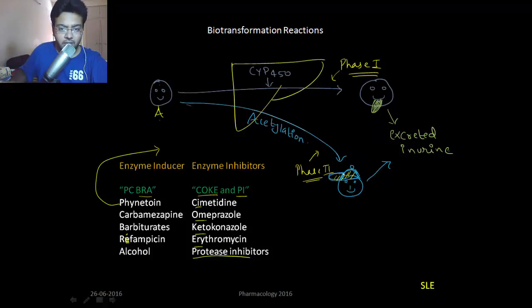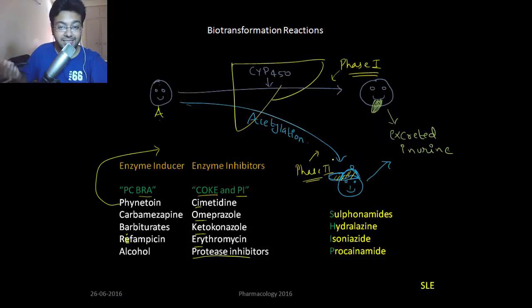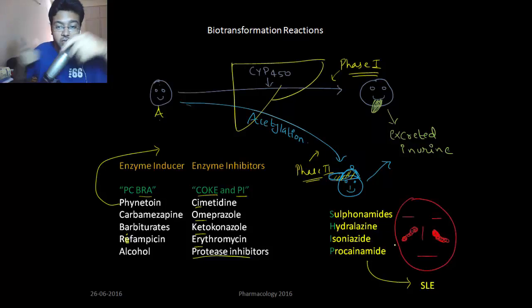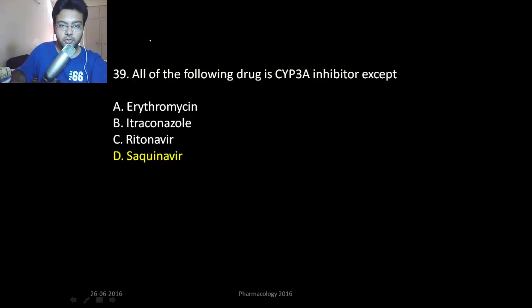Now these acetylation reactions, which are phase 2 reactions, are mainly done on these drugs: SHIP, sulfonamides, hydralazine, isoniazid, and procainamide. These drugs are eliminated by acetylation, which is a phase 2 biotransformation reaction. And these drugs can also precipitate systemic lupus erythematosus, with butterfly-like rashes on the malar bones, right? The cheek rash.